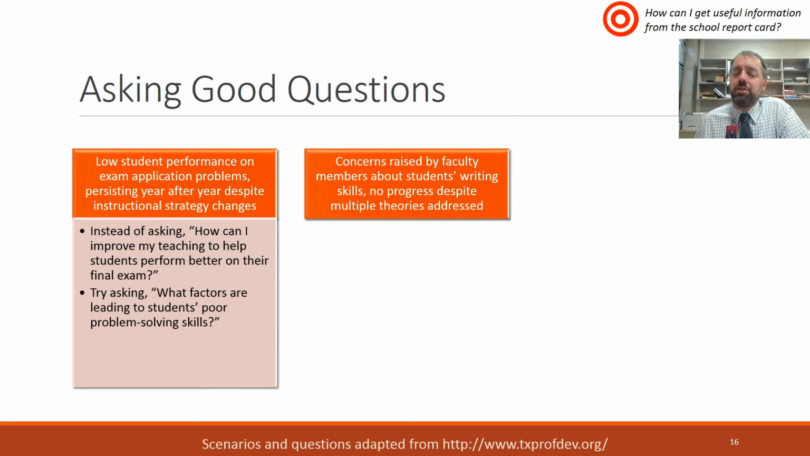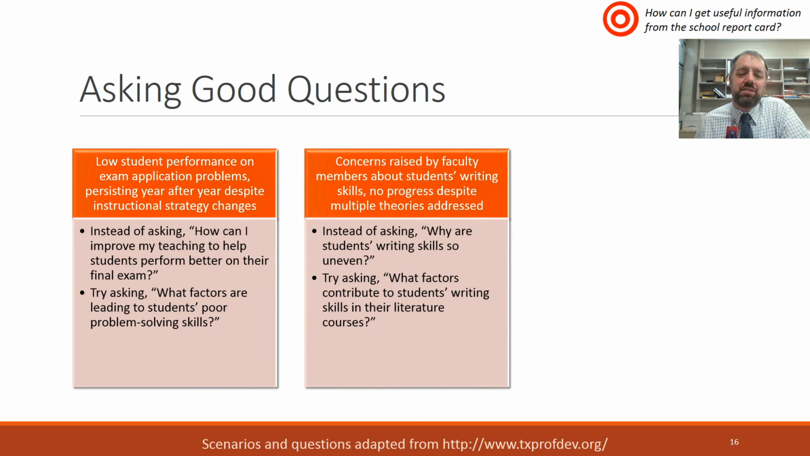Maybe there's concerns raised by other faculty members that students' writing skills are just poor across the board. And despite lots of theories being put out there and lots of teachers saying, oh, I think it's this, let's try that, I think it's this, let's try that, if after you've addressed all those theories, it's still not working, don't ask, why are students' writing skills uneven? That's a very broad question. That's not specific and focused and narrow enough, and it's not really a measurable thing.